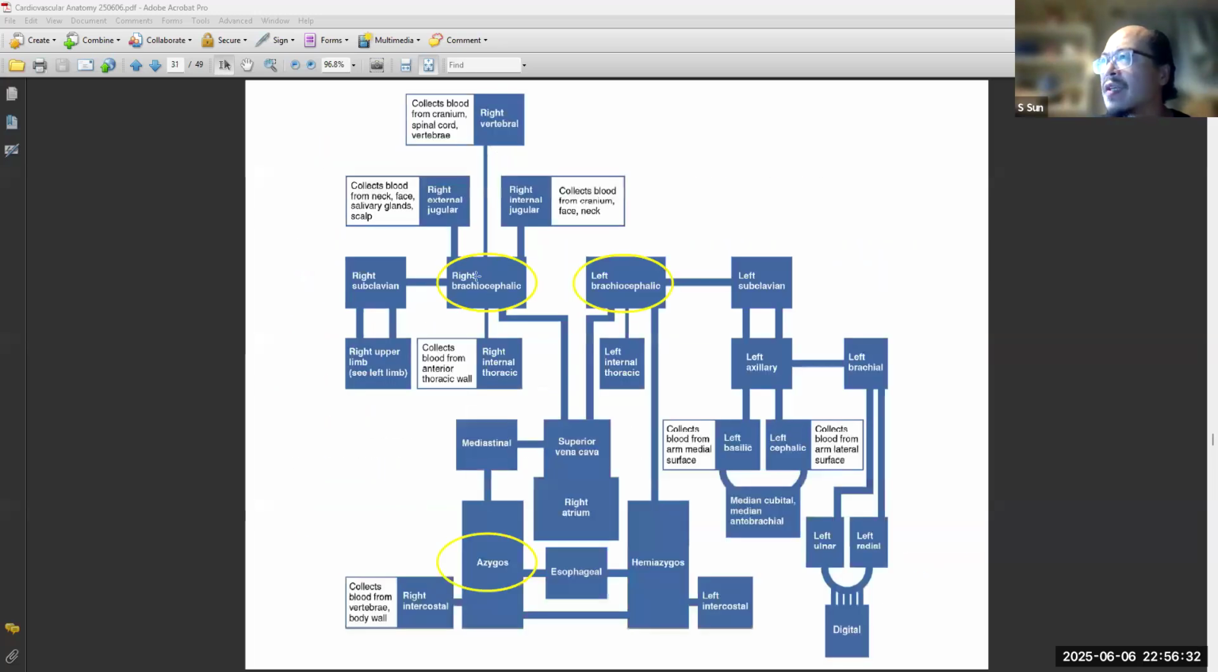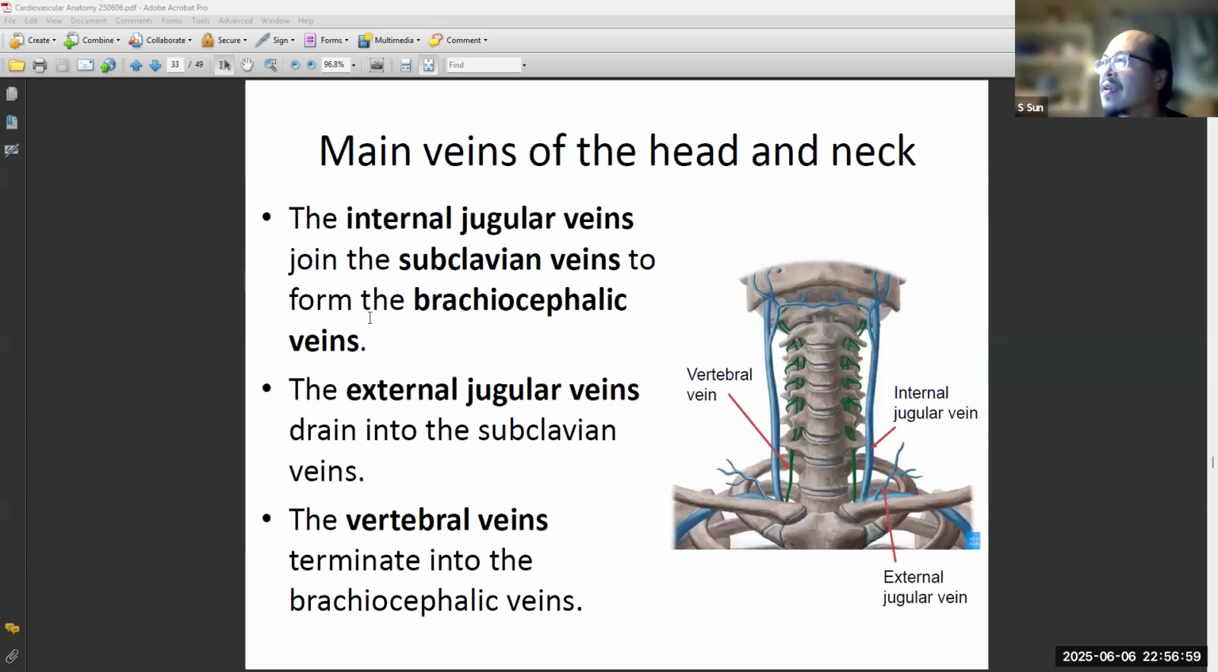Let me show you here. So in our textbook, this is the open textbook, all these three drain into the brachiocephalic, but it's not entirely true because the external actually drains into the subclavian. The vertebral does drain from the brachiocephalic. So that's that. So here, that's more accurate. Vertebral terminates into the brachiocephalic, external terminates into the subclavian. So that is about these vessels.